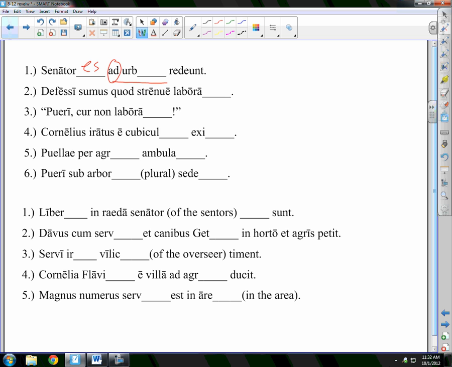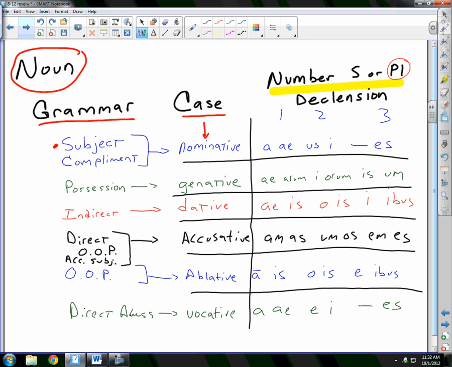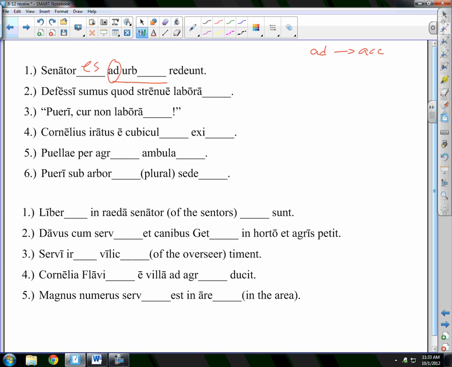Well, ad takes the accusative as its object of a preposition. So once again, if I look at my chart, I've established that it is accusative, object of a preposition, which means it has to be one of the endings that belongs to the accusative. So I'm going to use one of those 6 endings: am, as, os, em, or es. I have to determine what declension, or singular or plural, first. It doesn't matter in this case. This could be singular or plural. So I'm going to have 2 possible answers. Whichever one sounds best is the one I'm going to use.